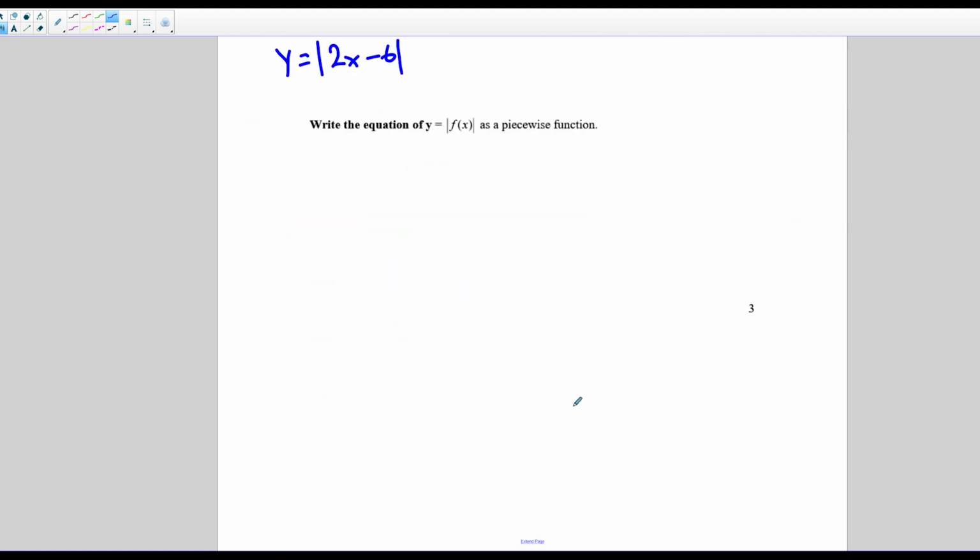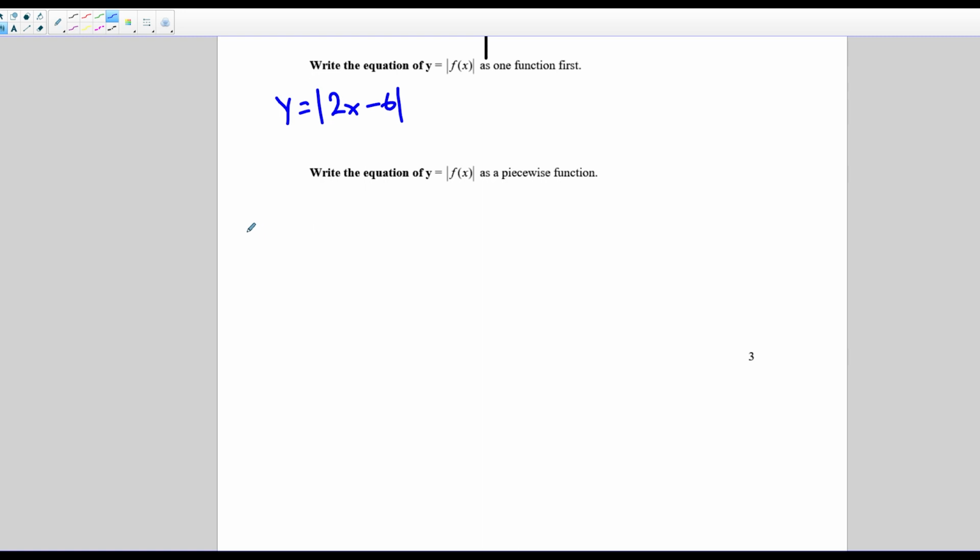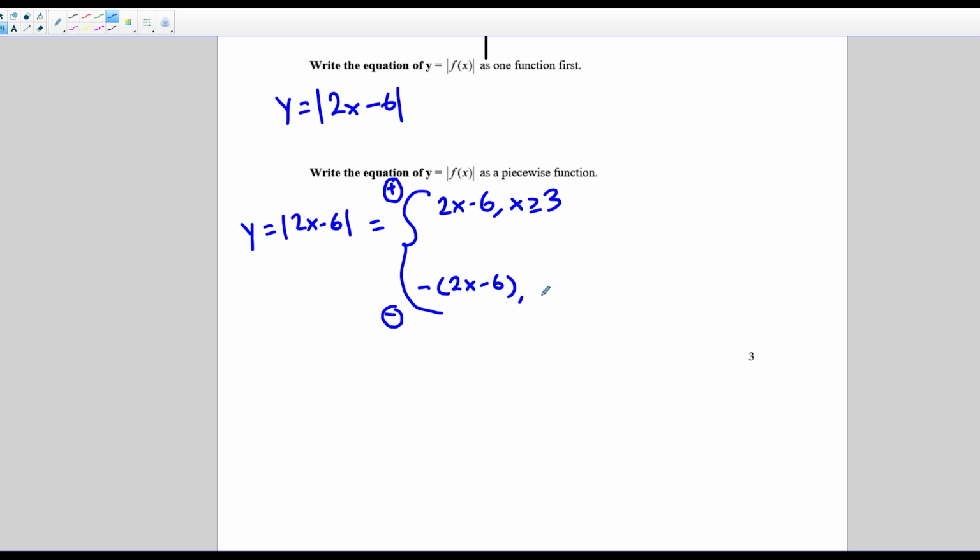So for us here, let's go ahead and write down our function. We have y is equal to the absolute value of 2x minus 6. And we're going to split this up into two sections. First of all, we're going to look at the positive portion, where 2x minus 6 has to be in this domain of x is greater than or equal to positive 3. And now we're going to look at the negative side of this, where we take the opposite of whatever we had inside our absolute value. And x is going to be less than 3 in this case.